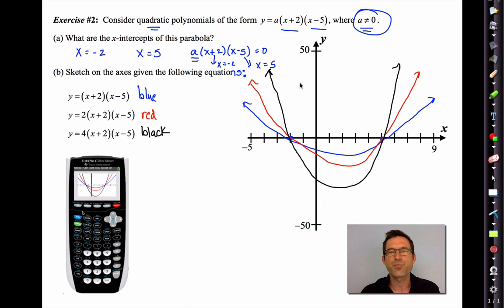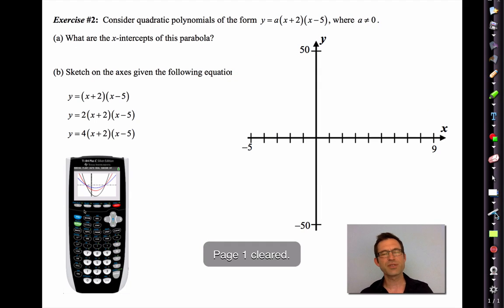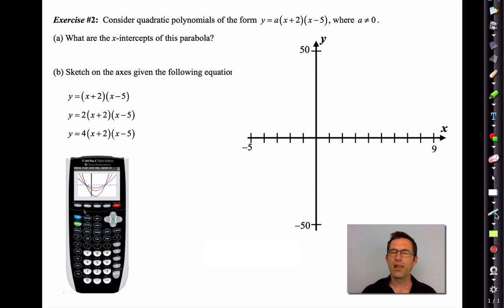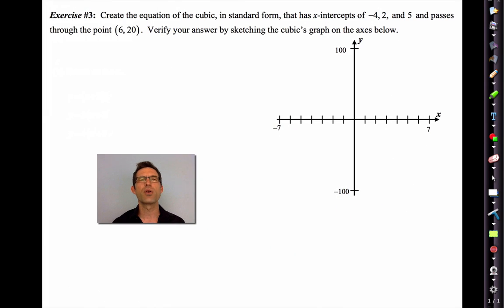All right, so take a moment to copy down anything you need to, and then we'll clear out the text. All right, let's get rid of it. Now hopefully that gives you a better sense for why that a is needed in the factored form. Let's go on and work with some that are a little bit more challenging algebraically.